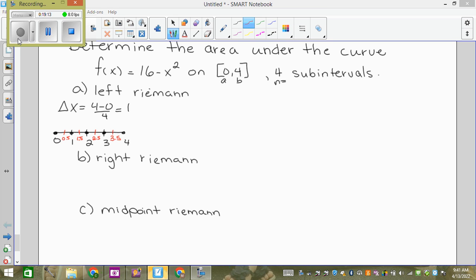Okay. So I'm trying to find the sum. We'll go, okay, so we go 16 minus x squared dx.